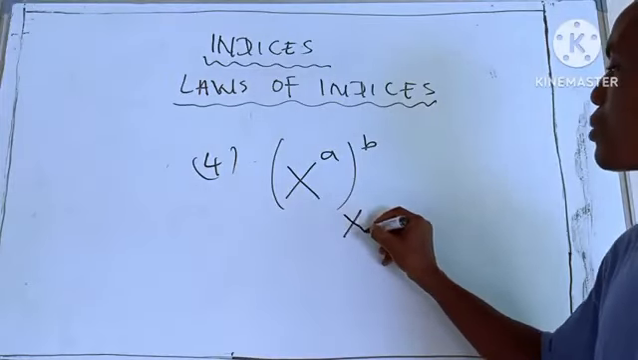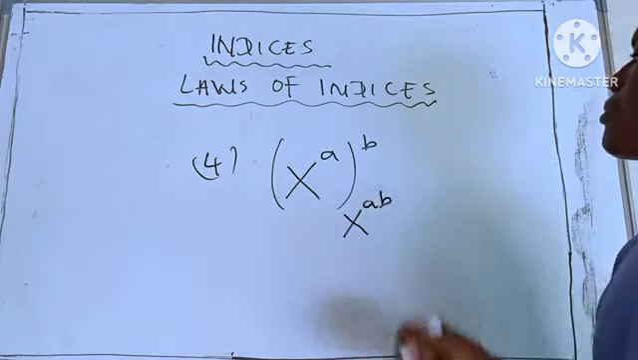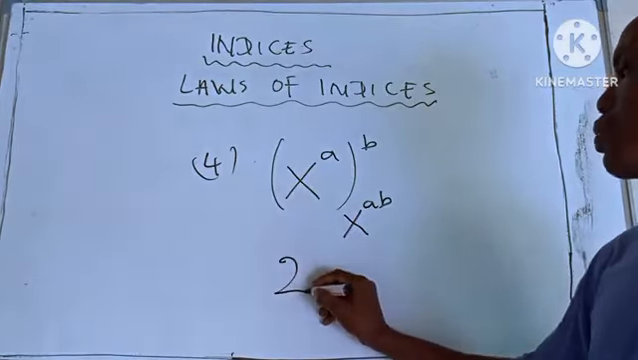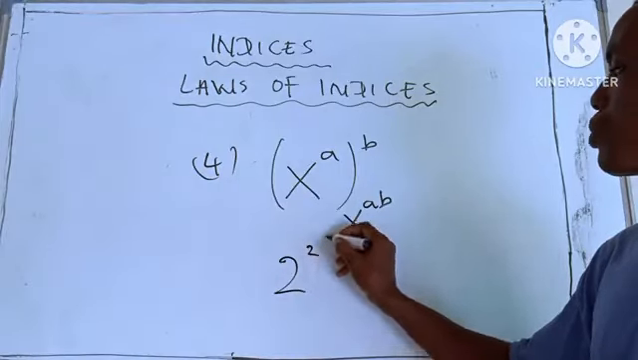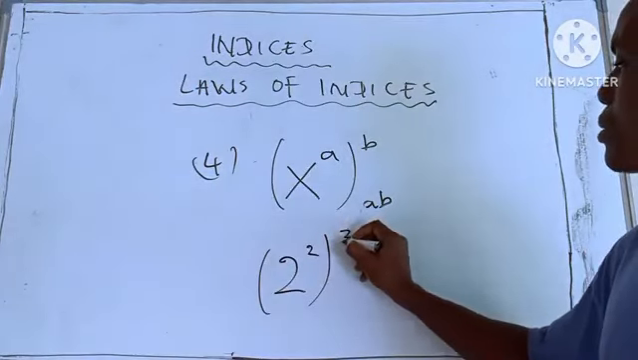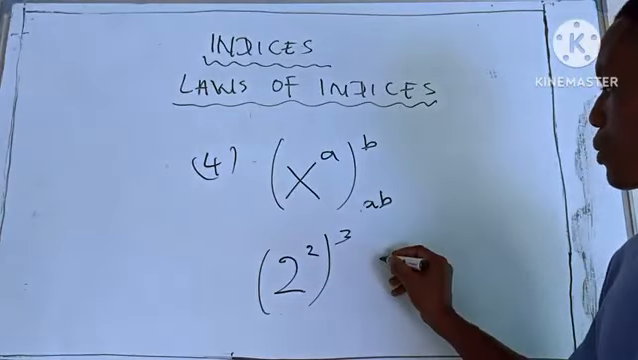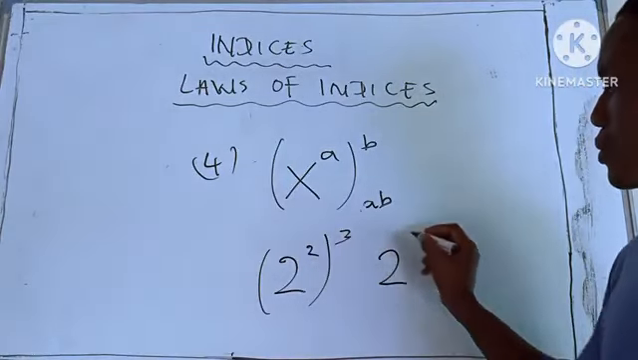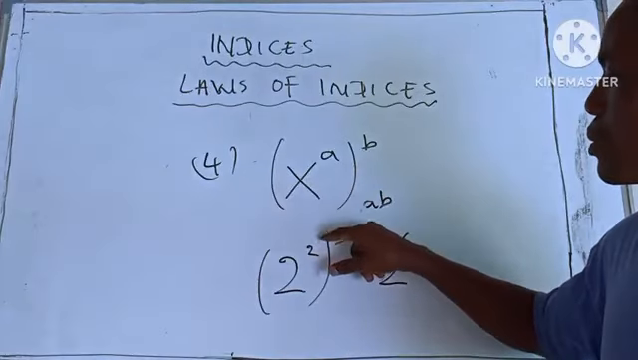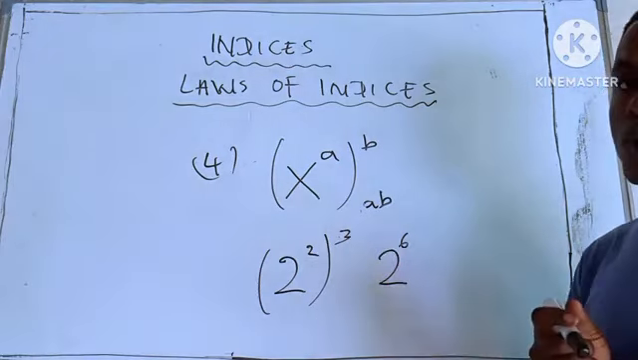So it will not be x raised to power a times b is what? It is ab. Are you getting it? Let's use numbers. Let's say we have 2 raised to power 2, then raised to power 3. From this law, you can easily solve it. So it will now be 2 raised to power what? 2 times 3 will now be 6. So this outer one is affecting only the upper, not the base number or the base alphabet. So this is the fourth law.